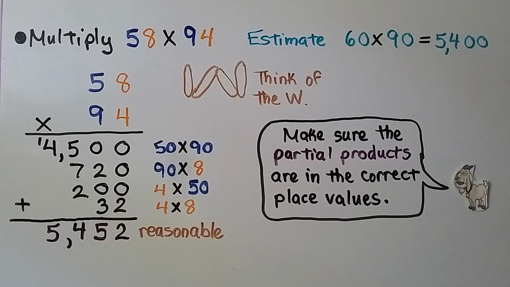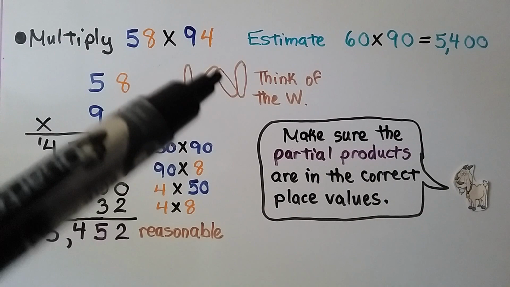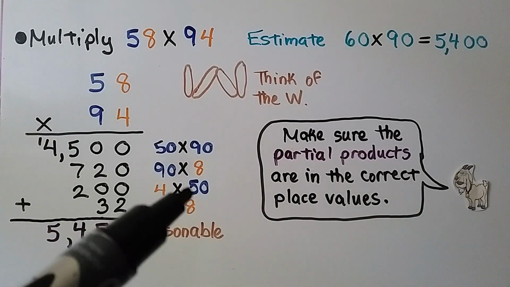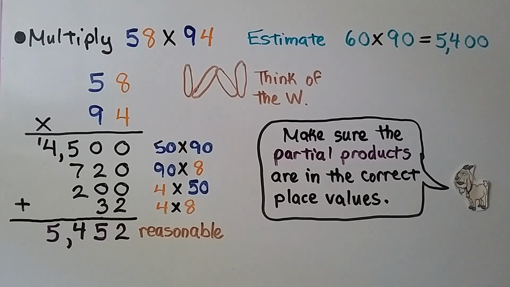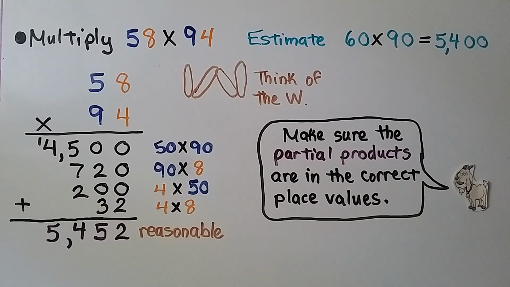We have 720. Now we're going to do the third part right here. We're going to do 4 times 50. That's like a 4 times 5 is 20 with another 0 because there's a 0 in the factor. We have 200. Then we do 4 times 8, which is 32, and we add them all up.